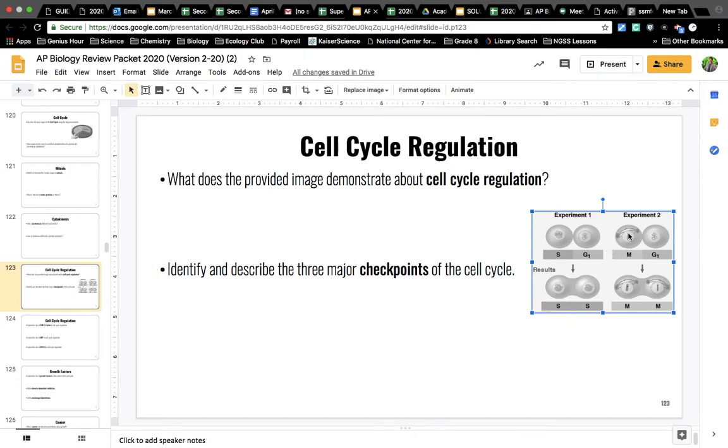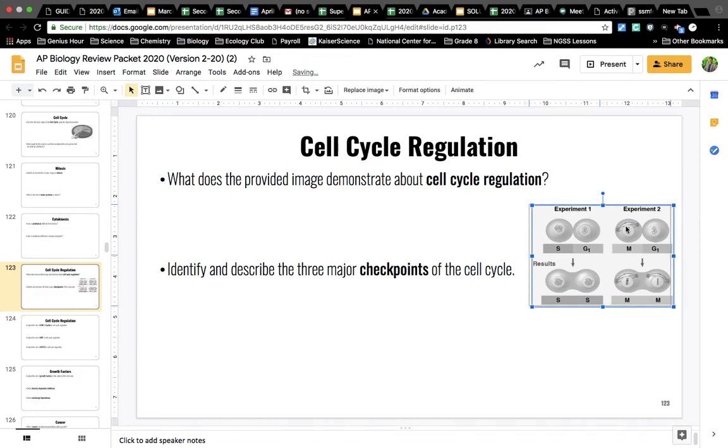And so to demonstrate this idea, they took two cells. In experiment one, one cell was going through S phase, so it was duplicating its chromosomes, and one was in regular G1 phase. They took components from the cell, the cytoplasm from the S phase cell, and injected it into the other cell that was in G1 phase. And what happened was that it triggered the G1 cell to enter into S phase.